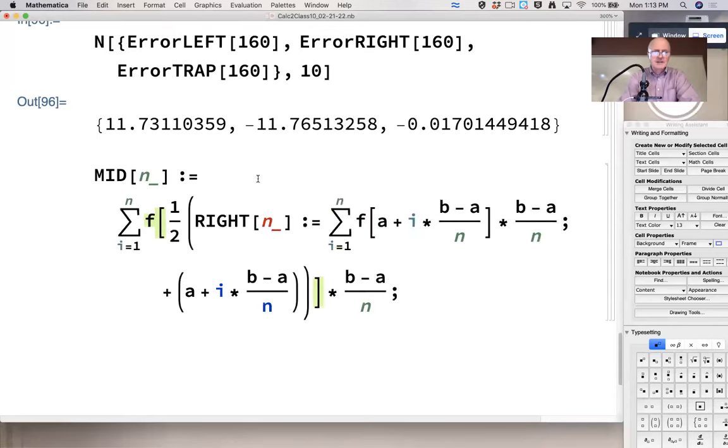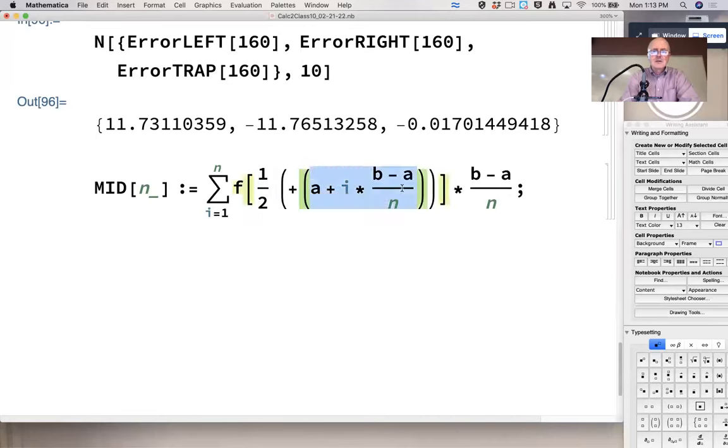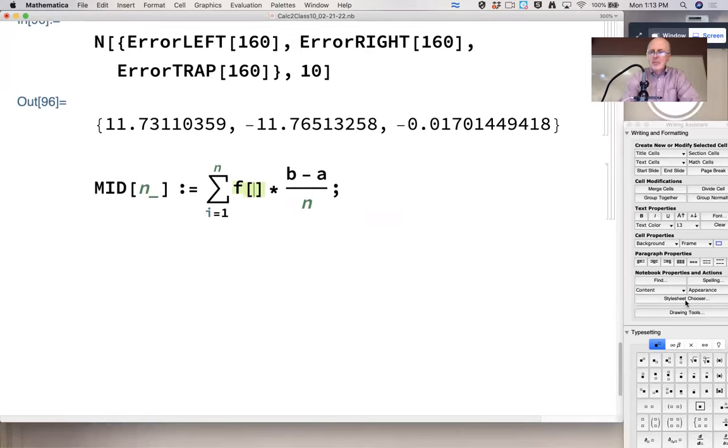Oops, not that. I don't know what happened there. Okay, let me try that again. Here's my fraction.